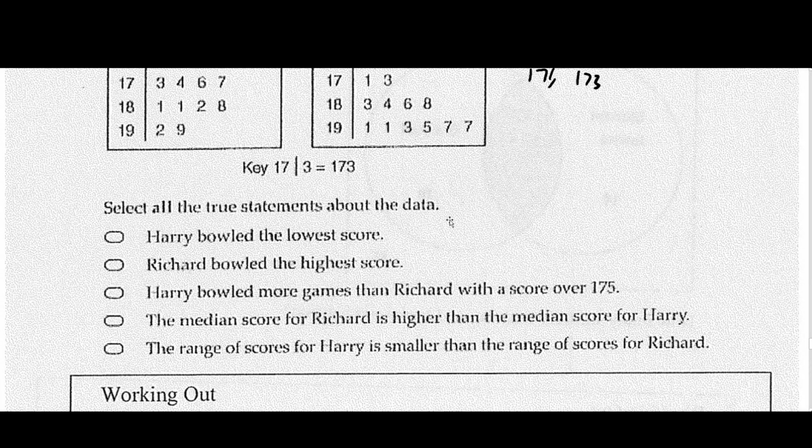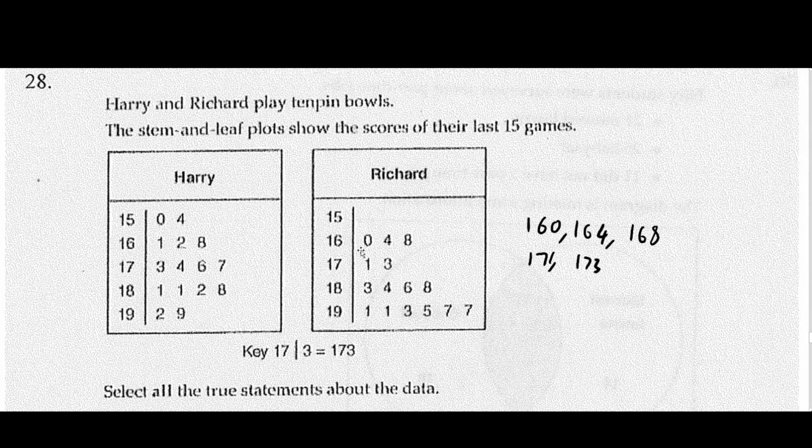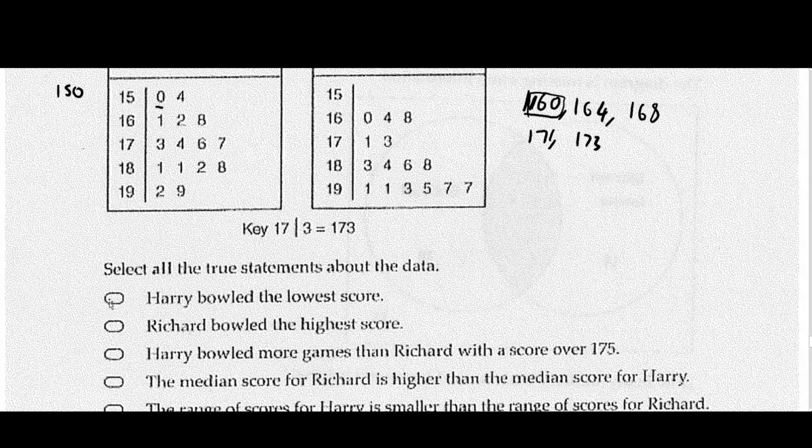Select all the true statements about the data. Harry bowled the lowest score. The lowest score here was 150 because Harry got 150, and Richard got 160 as his lowest. So that's correct. That's true.